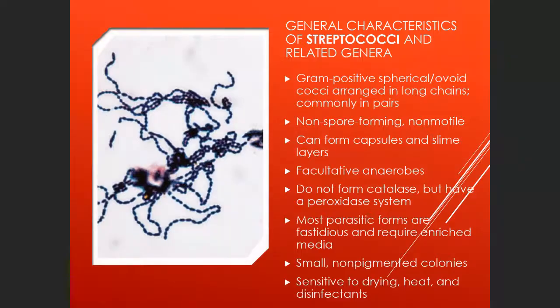Now we go to the next type of coccus bacteria, which is Streptococcus. Again, these are round bacteria that are arranged in chains. Okay, so strepto means chains of coccus bacteria. This is under the microscope. You see the chain arrangement of these round bacteria.